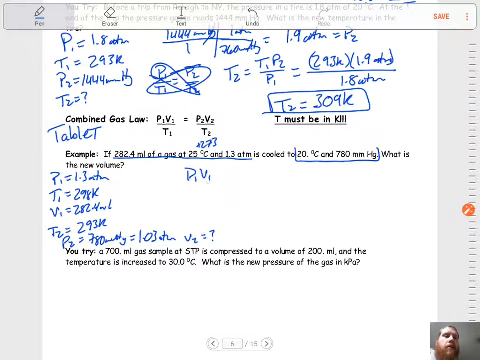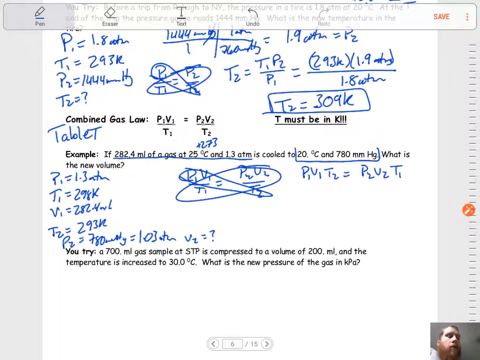So P1 V1 over T1 equals P2 V2 all over T2. Clear my fraction. So I've got P1 V1 T2 equals P2 V2 T1. Notice I kind of move my variables around, guys. It doesn't matter that it's multiplication. It doesn't matter what order you put them in. I need to get V2 by itself, so I'm going to divide by P2 and T1. Bam, bam. P2, T1. So V2 is going to equal P1, V1, T2 all over P2, T1.